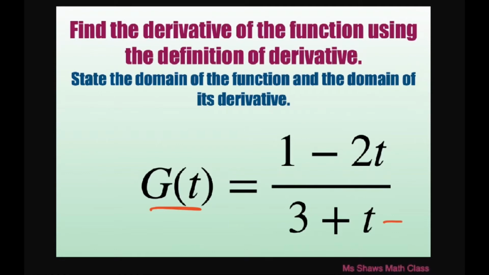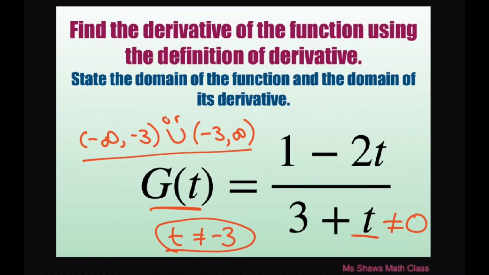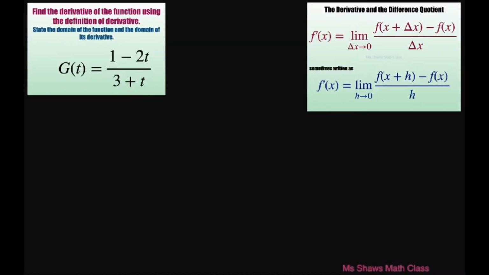Domain just means that the denominator cannot equal 0, so that means t cannot equal negative 3 if you solve for t here. So the domain for your function g is just going to be negative infinity to negative 3, united, or you could say or, it's a union sign, negative 3 to infinity. So now that we have that, let's go ahead and use our definition of the derivative and find its domain after we find the derivative.